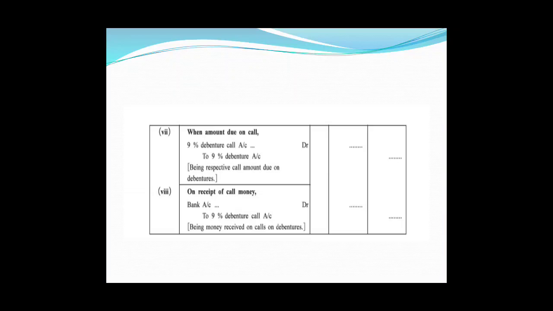Here also, if any calls in arrears are there, it will be debited: bank account debit, calls in arrears account debit to 9% debenture call account. And if any of this call amount has already been received previously along with allotment or application, then here calls in advance will be debited. When it is received in advance, it is credited to calls in advance account, and at the time of actual demand, when it is actually called up, at that time it is debited along with bank account.